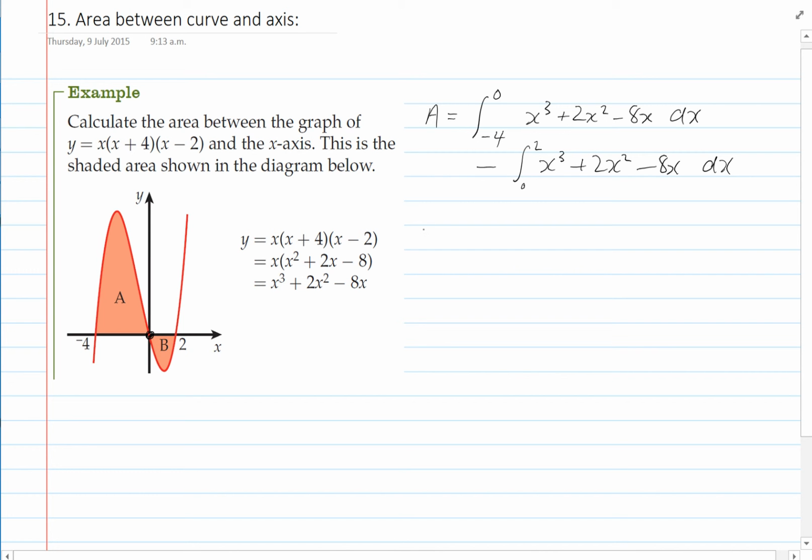Okay, so let's evaluate that first integral. That's going to be x to the 4 over 4 plus 2x to the 3 over 3 minus 4x squared from -4 to 0. We're going to be subtracting that same integral, only it is going to be evaluated over a different interval.